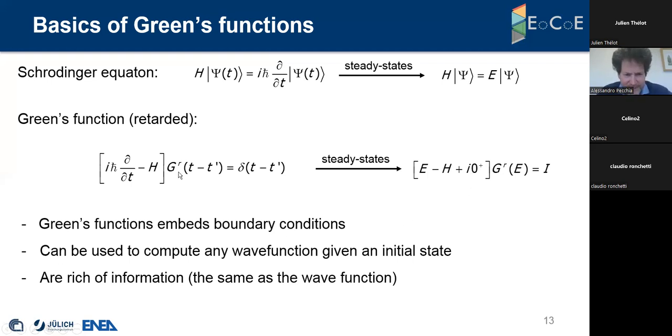So in fact, the Green's function embeds as much information as the wave function, just in a different language. If you think, when you solve this eigenproblem, you have n vectors of size n each. So you have n by n degrees of freedom, if you want, and information of n numbers and vectors that each has n entries. And the Green's function is a matrix n by n. So the amount of information is the same, just mapped in a different way.